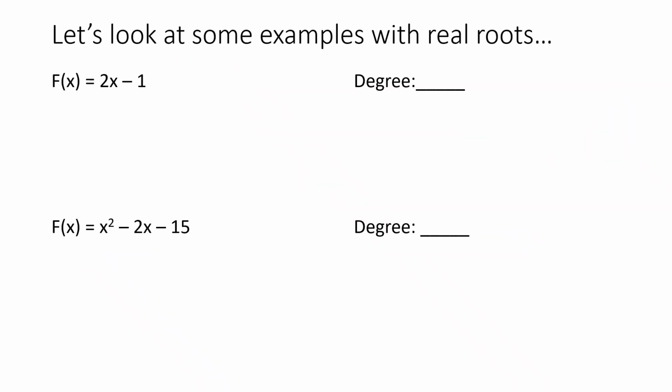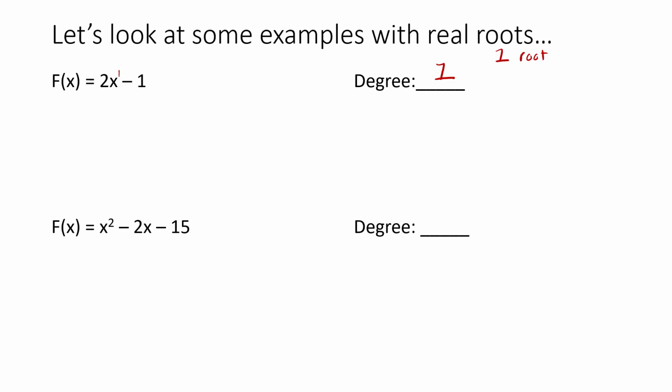Now, what we're going to start off with is looking at some examples with real roots, because real is usually a good place to start. It's a little bit simpler. With this first function, this is a linear function. The highest exponent in that function is 1. So this is degree 1, and that means we're looking for one root.